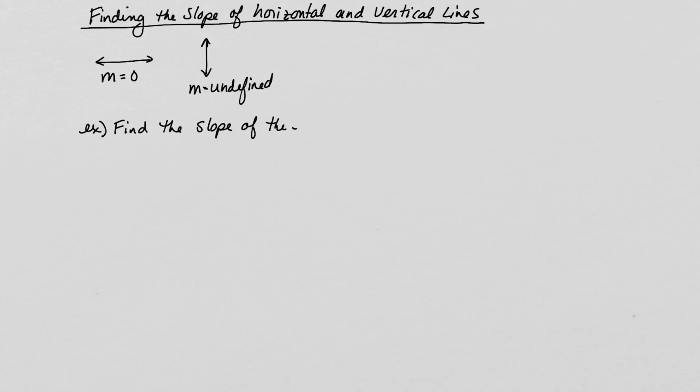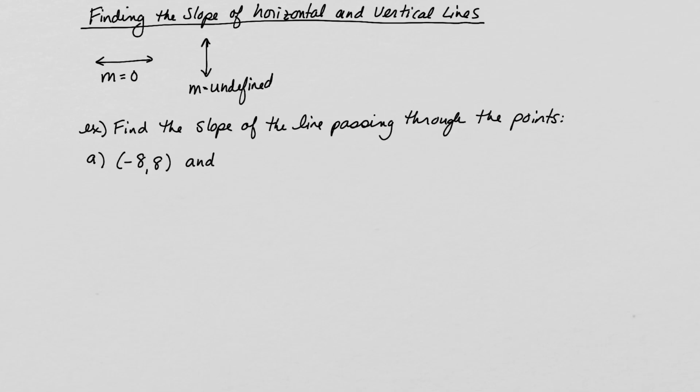So for example, find the slope of the line passing through the points. So the first one we're going to do here is I have the point -8, 8, and -8, -1. So again, remember the formula for slope is y2 minus y1 divided by x2 minus x1.